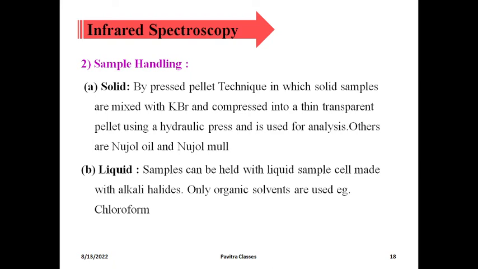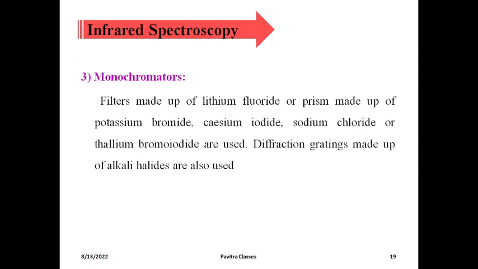For liquids, the sample can be held in a liquid sample cell, usually made with alkali halides. Organic solvents are also used for mixing the liquid, especially chloroform. The third part of the IR spectrometer is the monochromator.